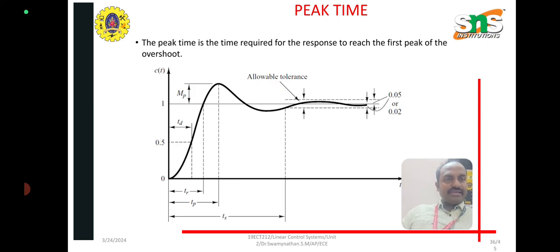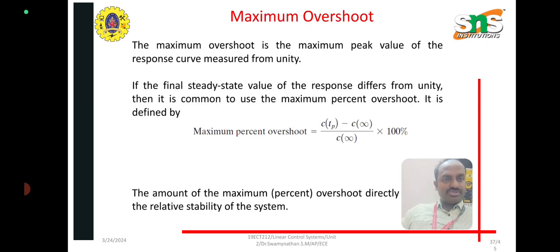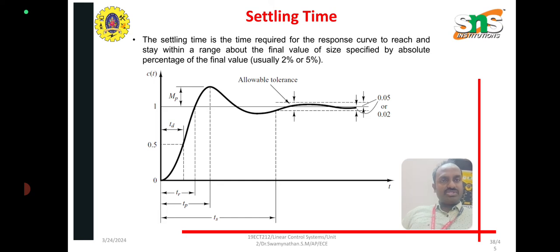And this is the peak time representation, that is the first peak of the overshoot. Maximum overshoot is the maximum peak value of the response curve measured from unity. So C of TP minus C of infinity, divided by C of infinity, where infinity is the final value, times 100%, gives the maximum percent overshoot. Next is the settling time. It is defined as the time required for the response curve to reach and stay within a range about the final value, specified by a percentage of the final value. That is called the settling time.